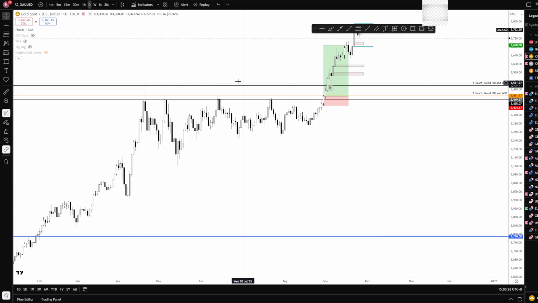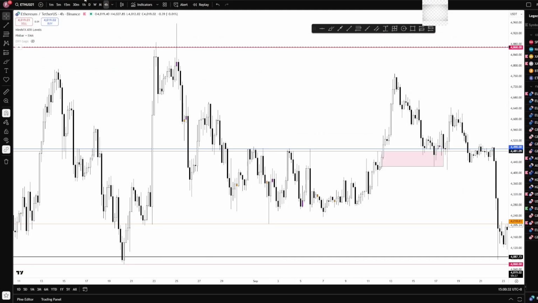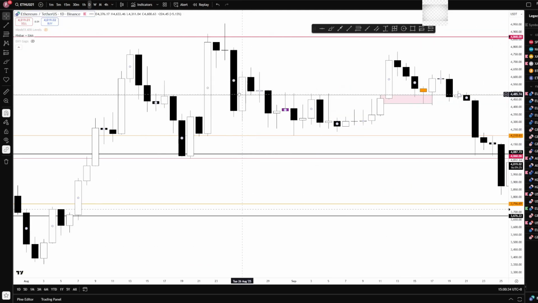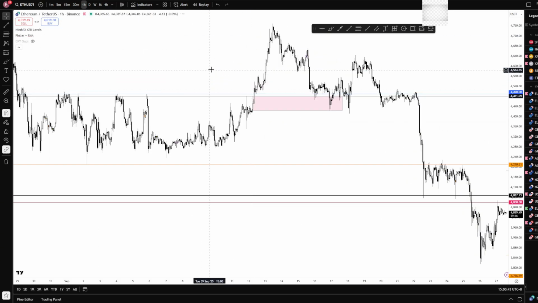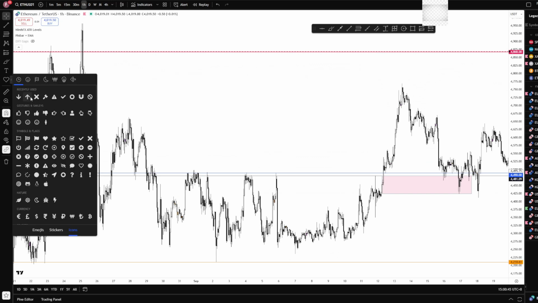Since the last update, I took 2 more trades. The first trade I took was this level right here, 4481.09 on Ethereum. You can see it acted as resistance on 3 occasions.